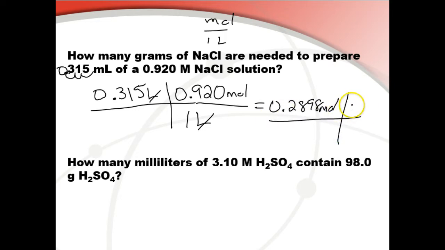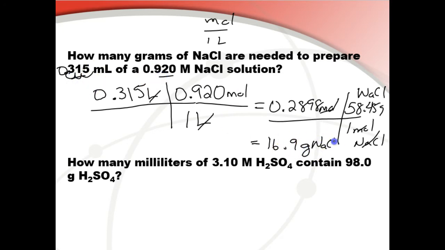We've done moles to mass conversions a whole bunch before in class. So 58.45 grams of NaCl in 1 mole of NaCl. Again, moles cancel, and we should get our answer there in mass of NaCl. If we do this calculation, we get 16.9, taking into account significant figures, 3 and 3, grams of sodium chloride. So again, we're using molarity as a conversion factor.